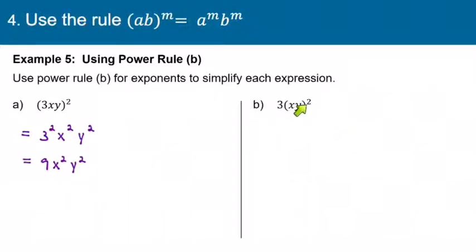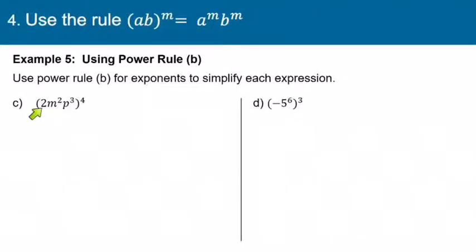So this time, notice that the base of the exponent is just the xy, and the 3 is sitting in front. So we'll have 3 times, we'll apply this outside exponent to each factor inside. That will give us x squared times y squared, and that is fully simplified.